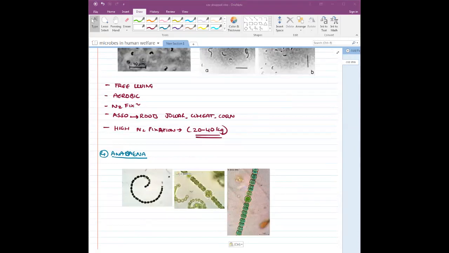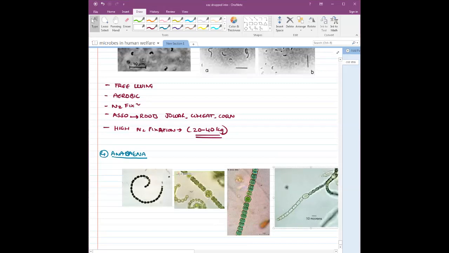Let me take one more example. I will show you one more thing. So see, this is how your Anabaena is actually going to look. But okay, let's try to see what we really need to know.